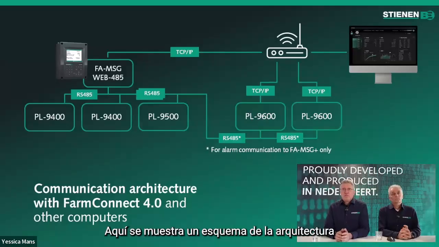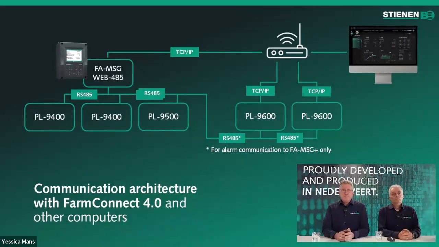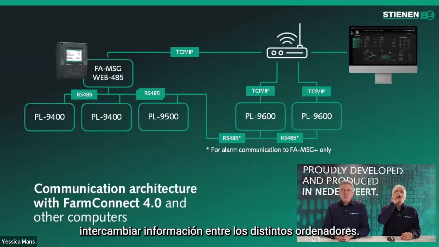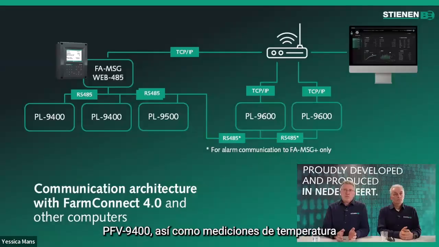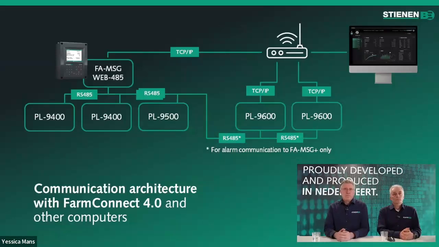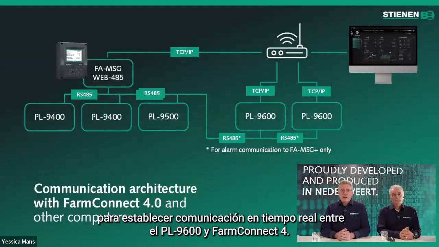Here is a slide about the communication architecture with Farm Connect 4 and the other computers on the farm. The familiar RS485 connection is needed to exchange information between the computers, such as FAMSG, the PFA-9400, and the PFE-9400, and also the outside temperature and humidity between the climate controllers. A TCP connection is needed to establish a live connection from the PL-9600 to Farm Connect 4.